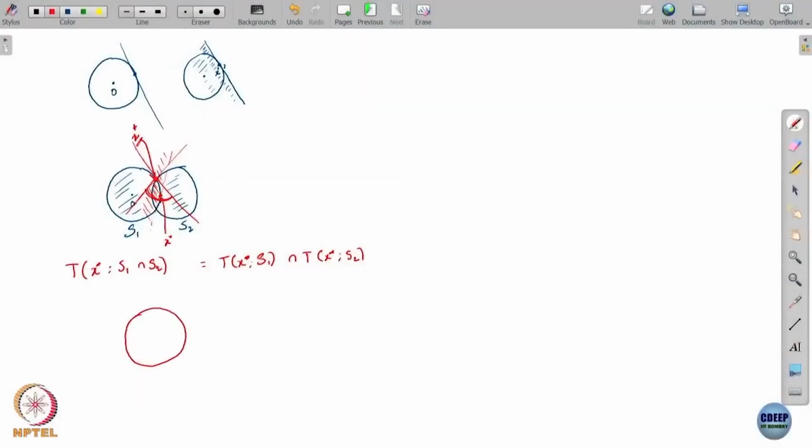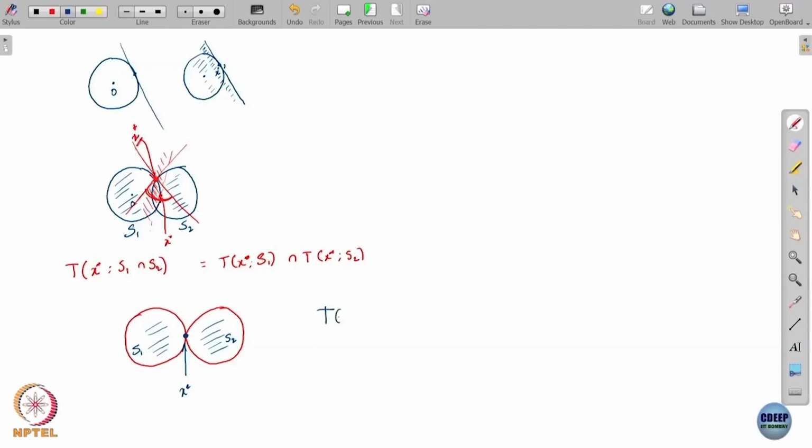Let us consider this. Here is one circle and here is another circle that touches this circle at exactly one point. So these two circles are tangent to each other. Here is my point x star, and I am including the interior of the circles. This is my set S1, this is my set S2. Now what is S1 intersection S2? They intersect at only one point, so S1 intersection S2 is just the point x star.